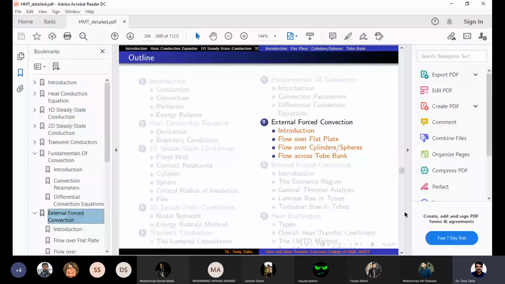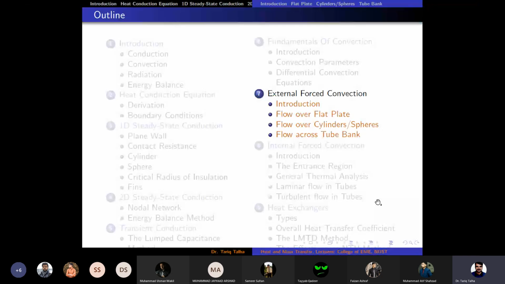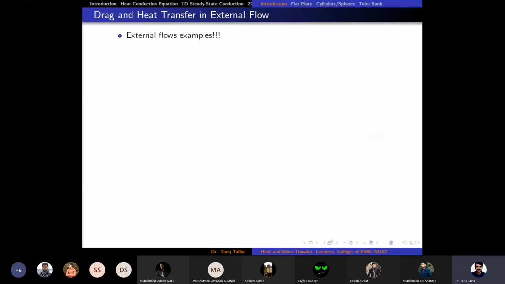Now let me quickly recap what we discussed yesterday about external flows. First of all, the practical applications of external flows, as we discussed, are the flow over any automotive, or any ship, aeroplane, or missile. That is an example of external flows, as well as flow over buildings, and flow over transformers and things like that. All those flows come under external flow.